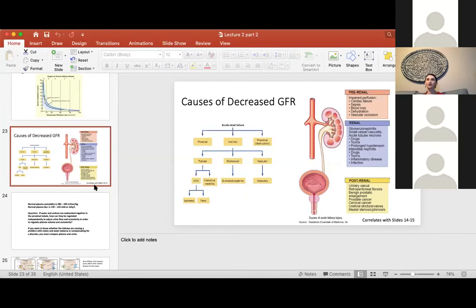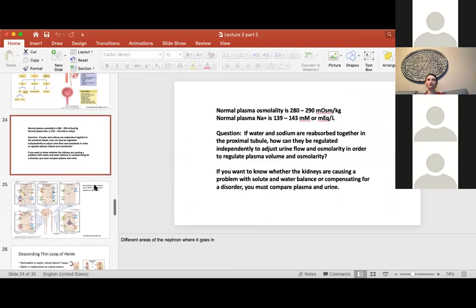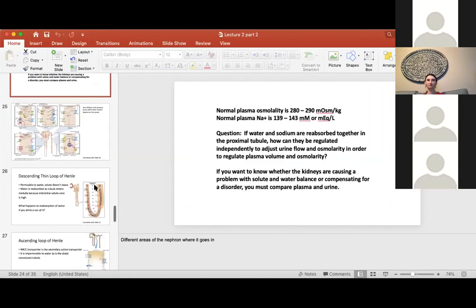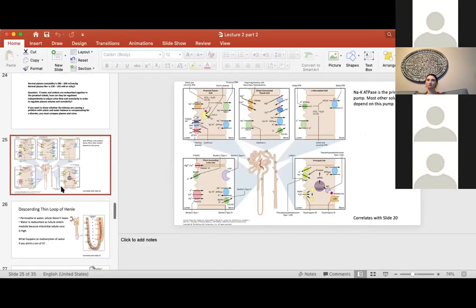Here's some reasons for a decreased GFR, and we're going to talk about pre-renal, renal, and post-renal in a little bit. But I don't think they're important for this slide. I don't think these are super important. I'm just going to skip them.